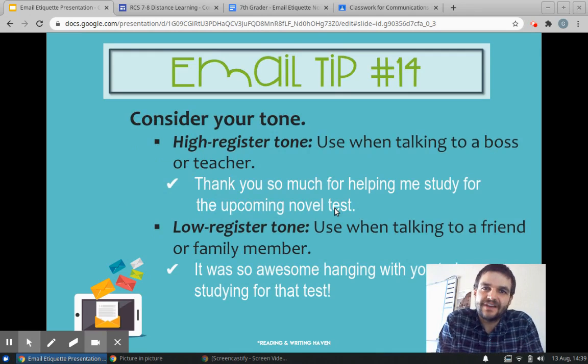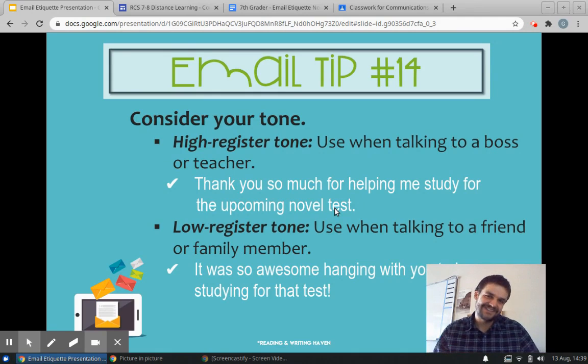Tip number 14 is to consider your tone. When you're talking to your boss or your teacher, your tone should be a little more formal. Your choice of words is going to be a little bit more formal. "Thank you so much for helping me study for the upcoming novel test." Then a low register tone, which would be like when you're talking to a friend or a family member, and it's a little more relaxed. Like, "It was so awesome hanging out with you studying for that test."